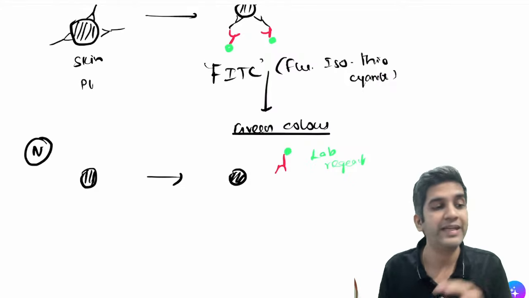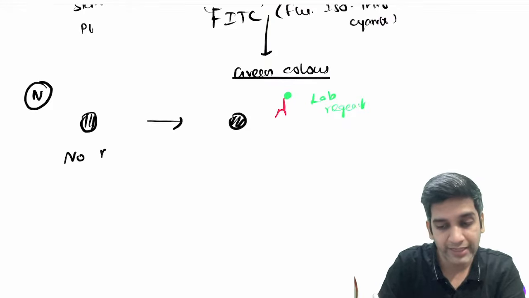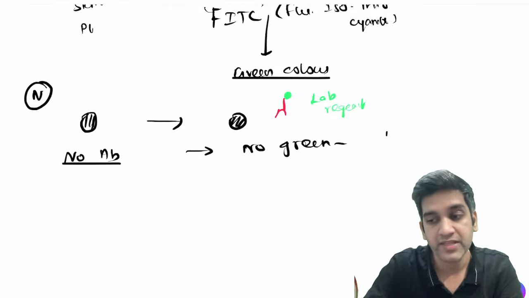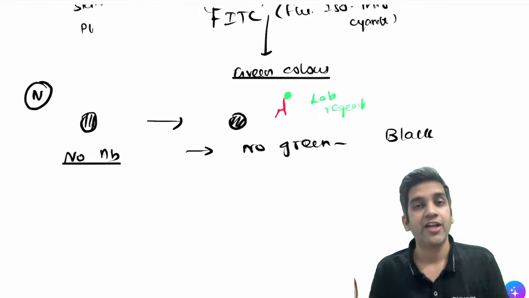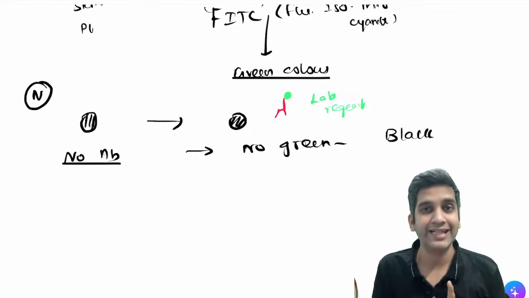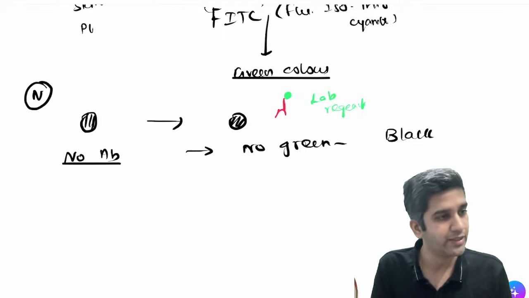So this will be completely black, right? If there is no antibody in the disease, which means there is no green color, it will be black in color. In other words, every other piece of the biopsy will be black in color except for the place where the antibody is bound, right?